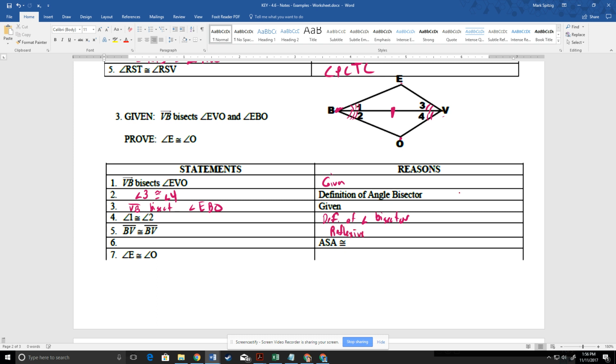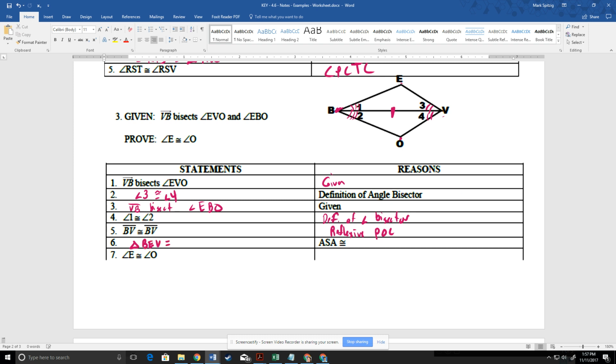Hopefully this is instinctual at this point: reflexive property of congruence. And then finally, even if I saw this reason as ASA congruence, I'm thinking, oh, that means the triangles are congruent. If the triangles are congruent, that's a reason for triangle congruence. So I just have to say which triangles are congruent. It doesn't really matter which triangle I start with. I'm going to say BEV, just going across the top.